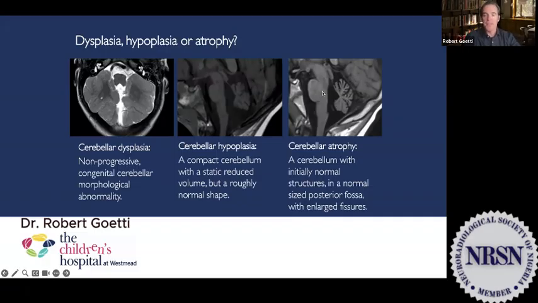Now, it can be quite difficult to differentiate between cerebellar hypoplasia and cerebellar atrophy, specifically if you only have one scan. So it may be necessary to do a repeat scan to see if the atrophy increases. And the atrophy is shown by enlarged fissures. So this patient with a small cerebellum, fissures are not as wide as in this patient with cerebellar atrophy.